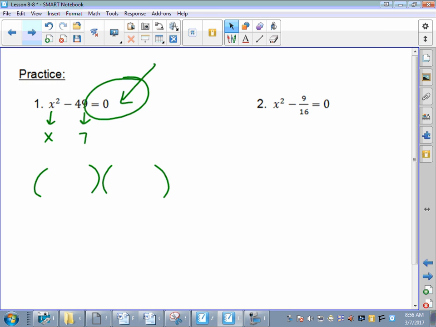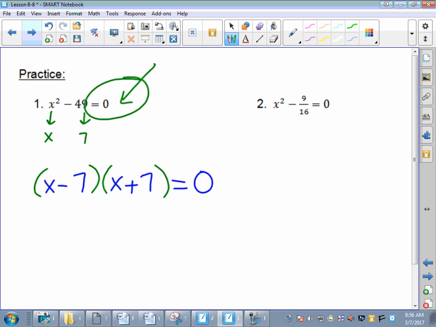I forgot to point that out. So I'm going to keep it equal to 0. So I know that I've got an x and a 7. What are the signs in this difference of perfect squares? One's a minus, one's a plus, because when we do last times last, that gives us a negative 49. Now that I've got that, the worst is over. I'm going to set each factor or parentheses equal to 0.